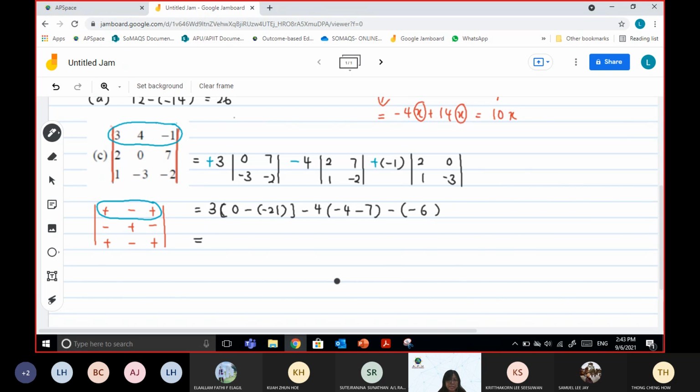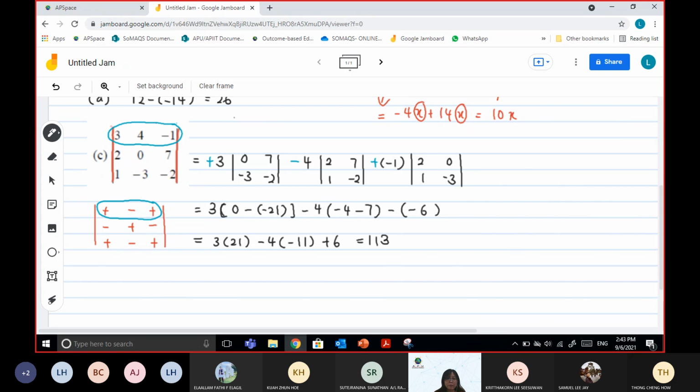Then 3 times 21, then we evaluate each one of them. So 3 times 21, then here minus 4 times negative 11, then plus 6. I simplify it. Okay, students, what is the answer? What do you get? 113. Yes, 113. You get 113.